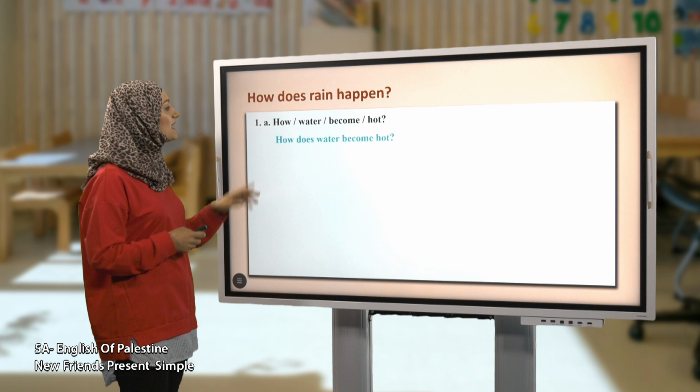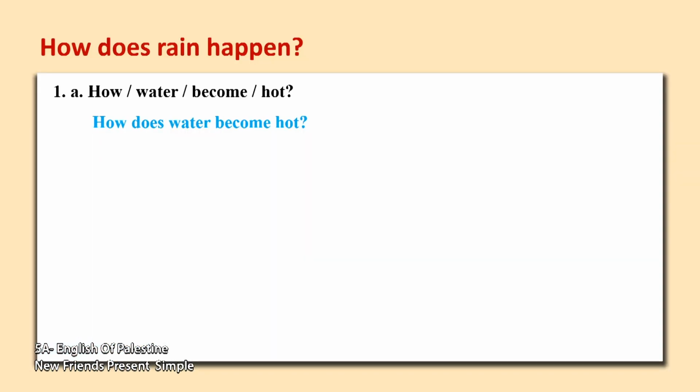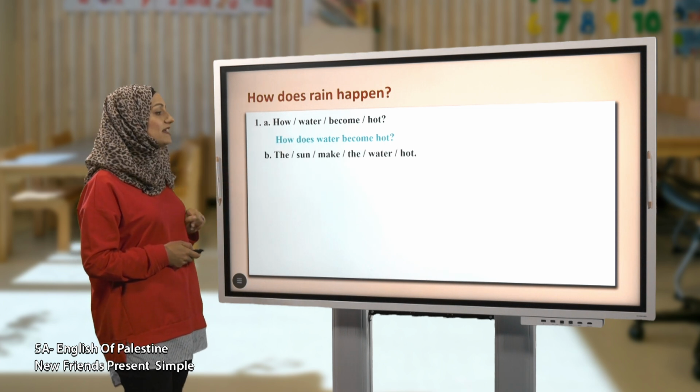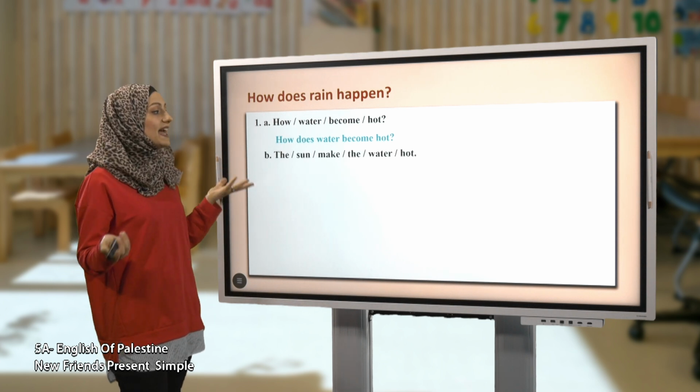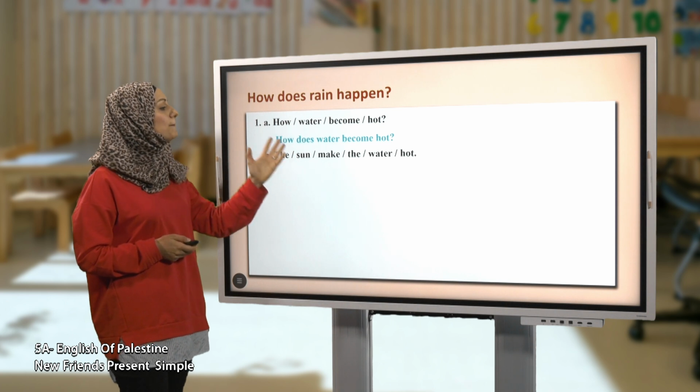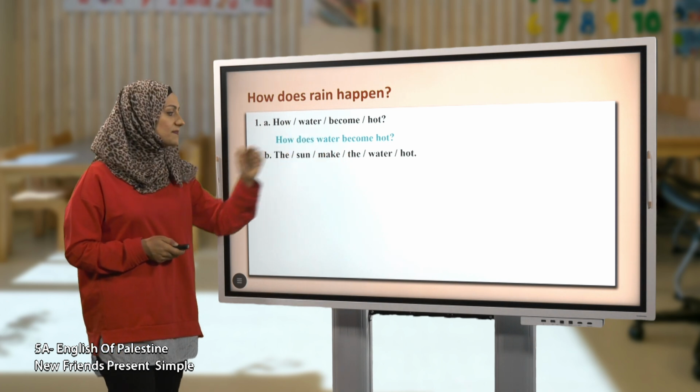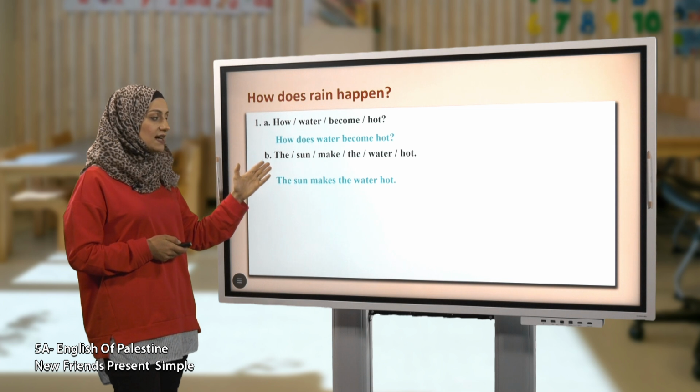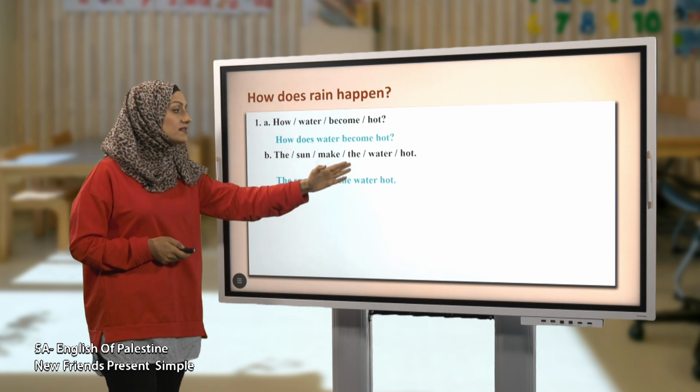Let's start. How water become hot? Here we have a question and we need to form the question. So we say, how does water become hot? Let's look at another sentence, or the answer. The sun makes the water hot.